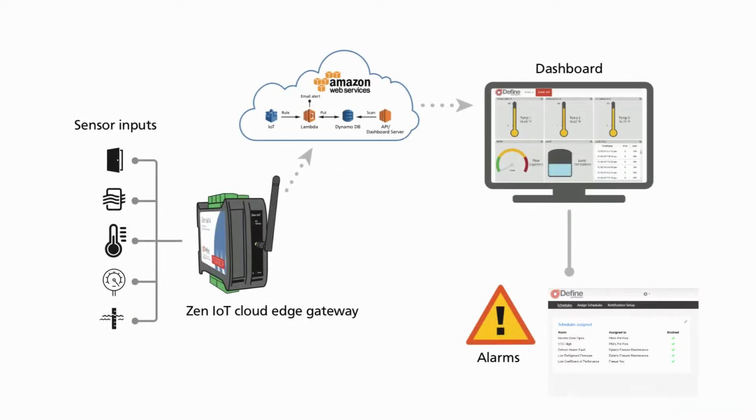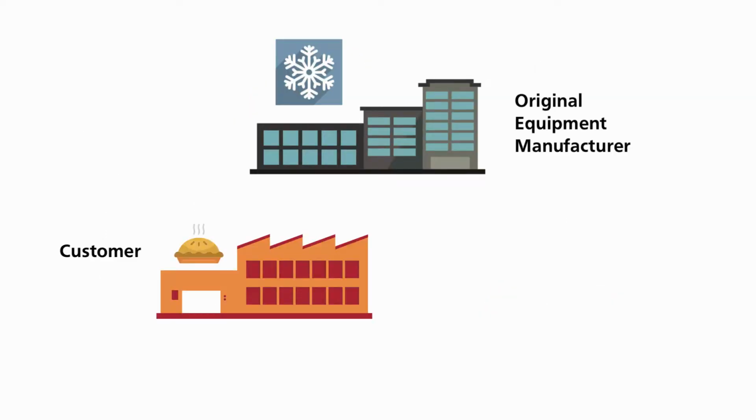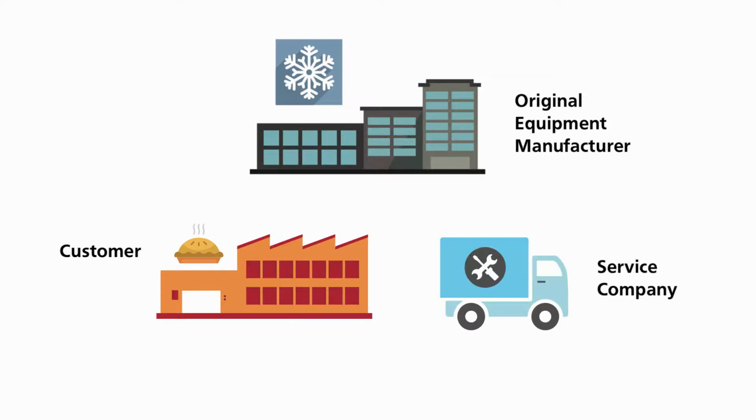In this application, we'll show you how the Define Instruments IoT Solution addresses the individual monitoring and alarm needs of 3 different interrelated businesses: a walk-in freezer manufacturer, a food preparation business that leases freezers, and a maintenance company contracted by the freezer manufacturer to maintain and repair freezers for its leasing operations.